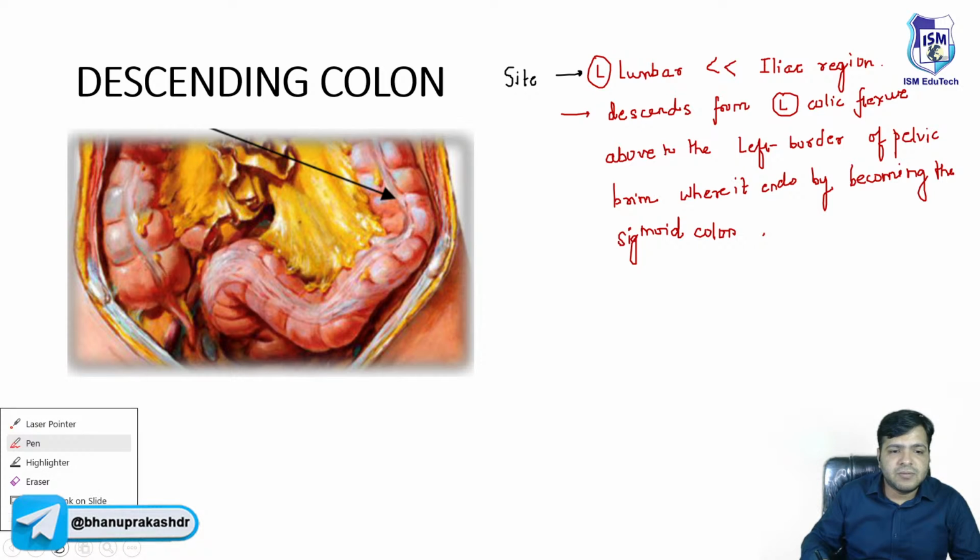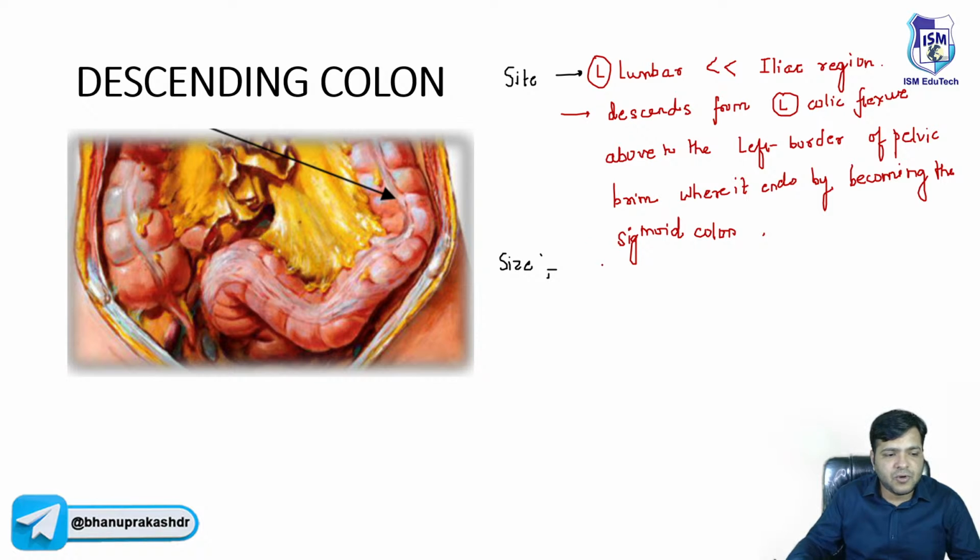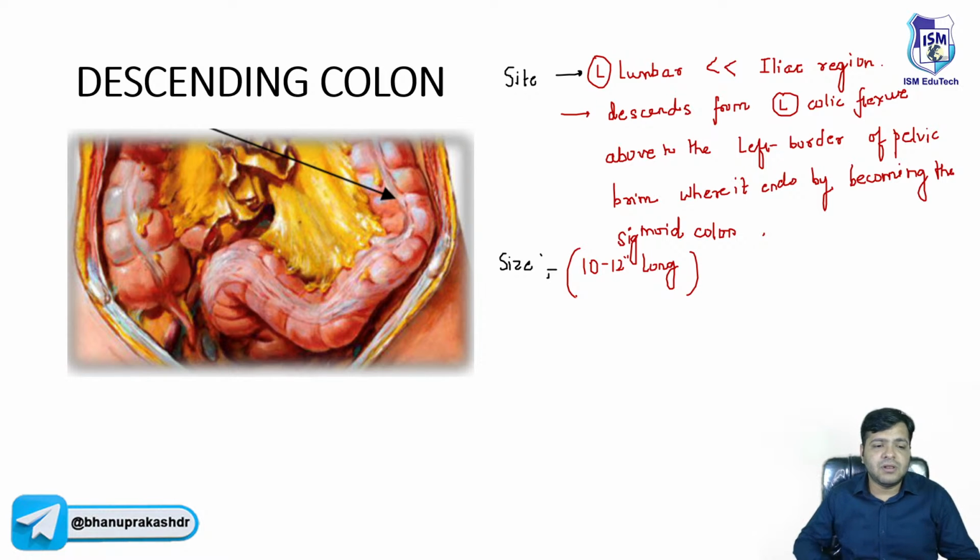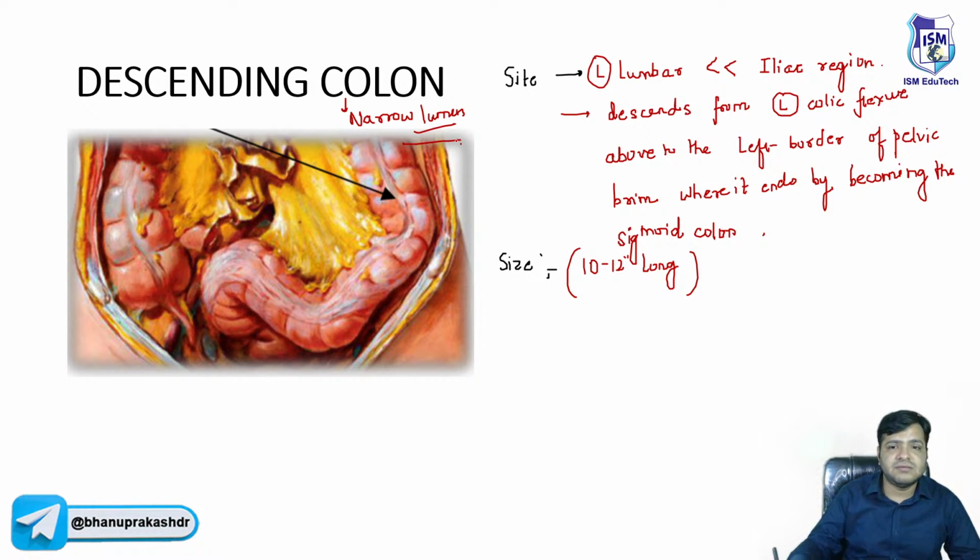Remember the size over here. It is approximately 10 to 12 inches long, exactly double the length of the ascending colon. But what is the difference between the ascending and the descending colon? The descending colon has a narrow lumen as compared to the ascending colon.